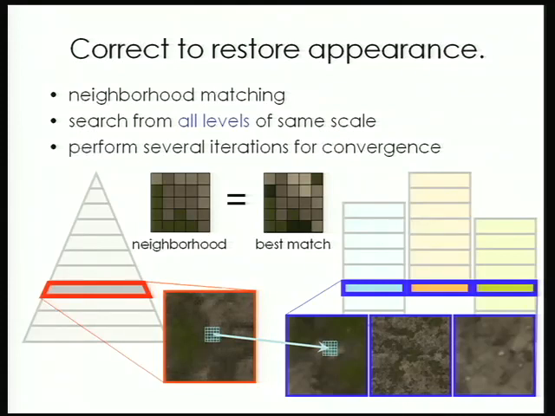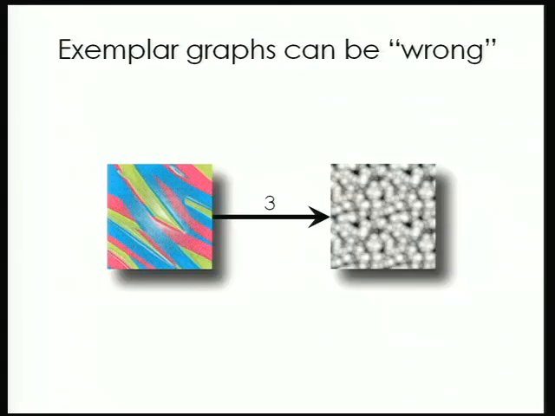So you've probably noticed, if you're familiar with texture synthesis, that this resembles a lot of previous work, and we consider this a very fortunate fact. It means that with just a few simple modifications and understanding and a little extra code, you can start generating multiscale textures from your existing code base. But there is a catch. There's always a catch. And in our case, it's that exemplar graphs can be, in some sense, wrong.